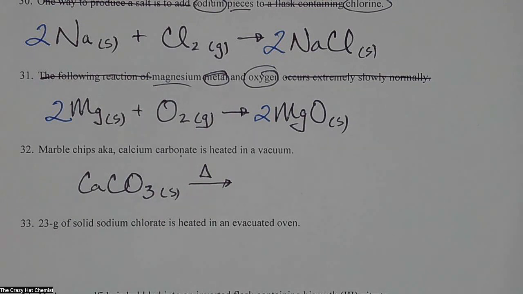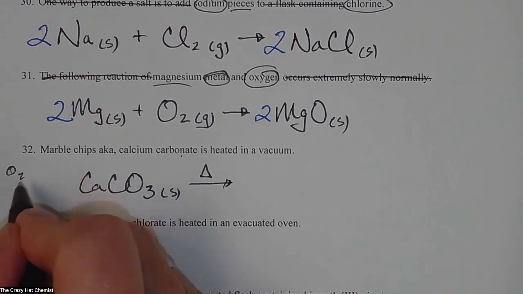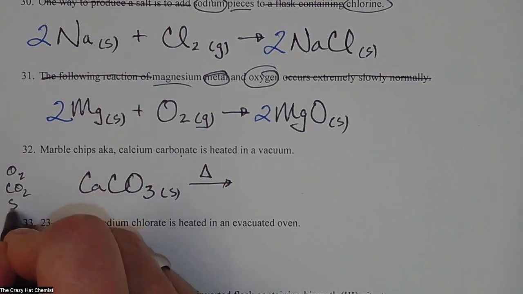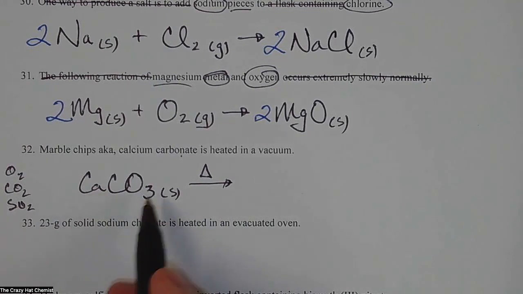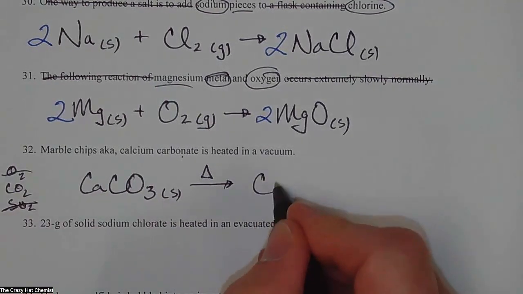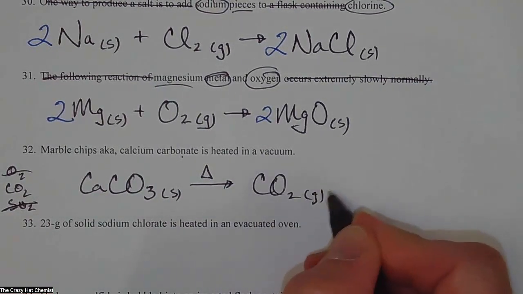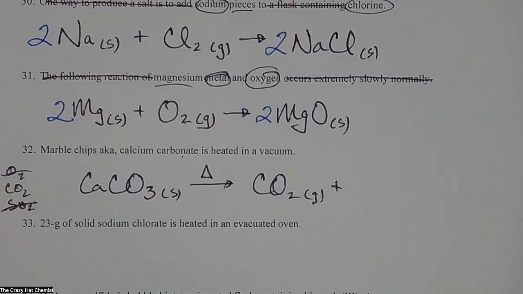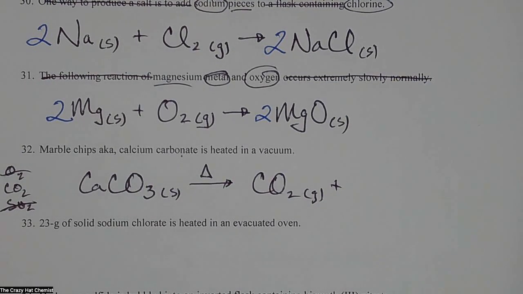We need to get a gas and a cation. So gas possibilities are molecular oxygen, carbon dioxide, sulfur dioxide. Do I see a carbon and an oxygen? Yes. So it is carbon dioxide. That's a gas. And now I need to get a cation out of this. Hopefully, I'm trying to get a cation.